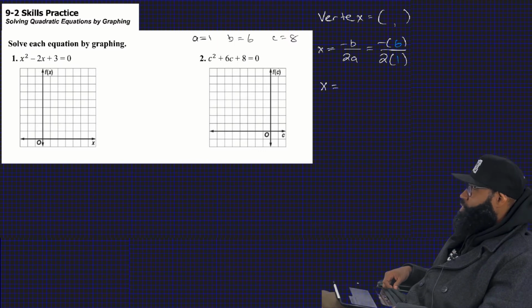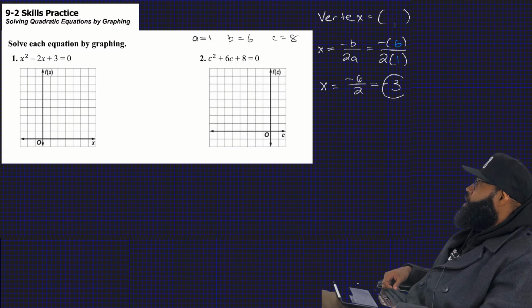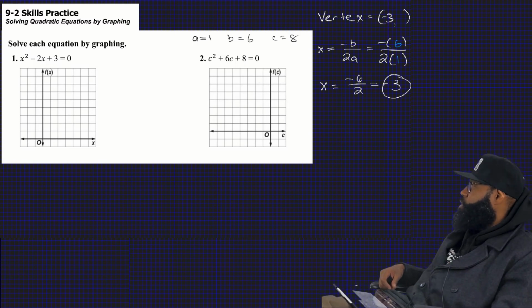It helps form permanency. That formula needs to be permanent as long as you're in this algebra class. Oh man, that's what I used to tell them: you need to learn it until June. I don't care what you do after that. So negative 6 divided by 2 gives me negative 3, so I got the first value of my vertex.